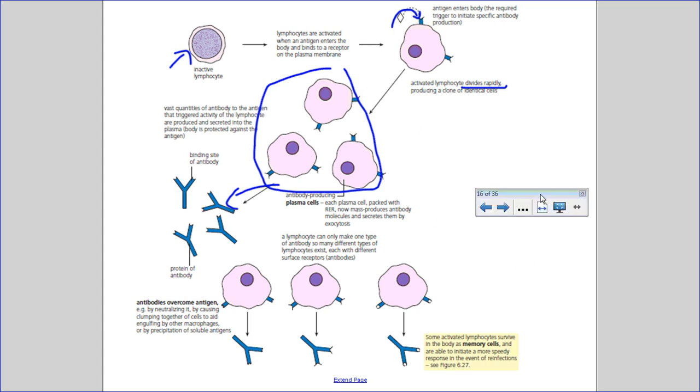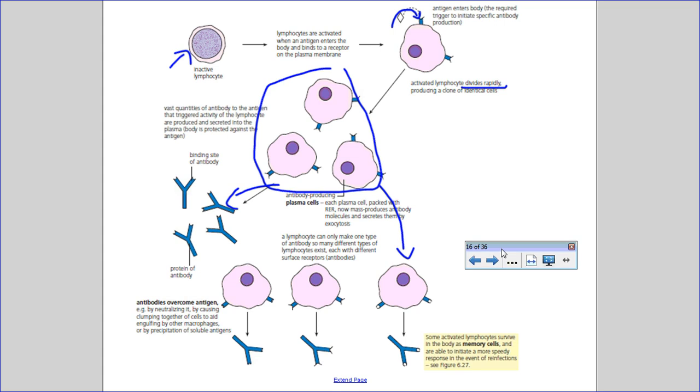And then in the end, some of these cells will continue to hang around long term, and these will act as our memory cells, which we'll discuss in a minute. These are the cells that provide us with long-term immunity to this pathogen.